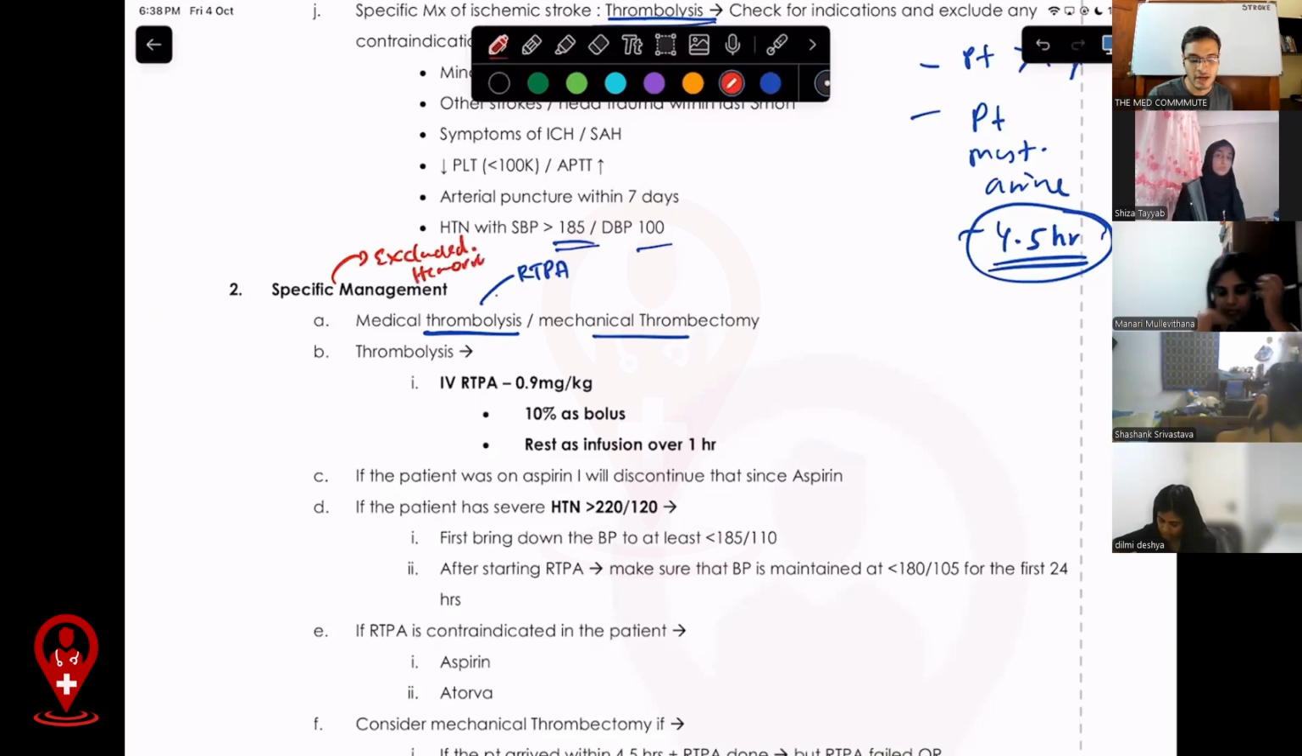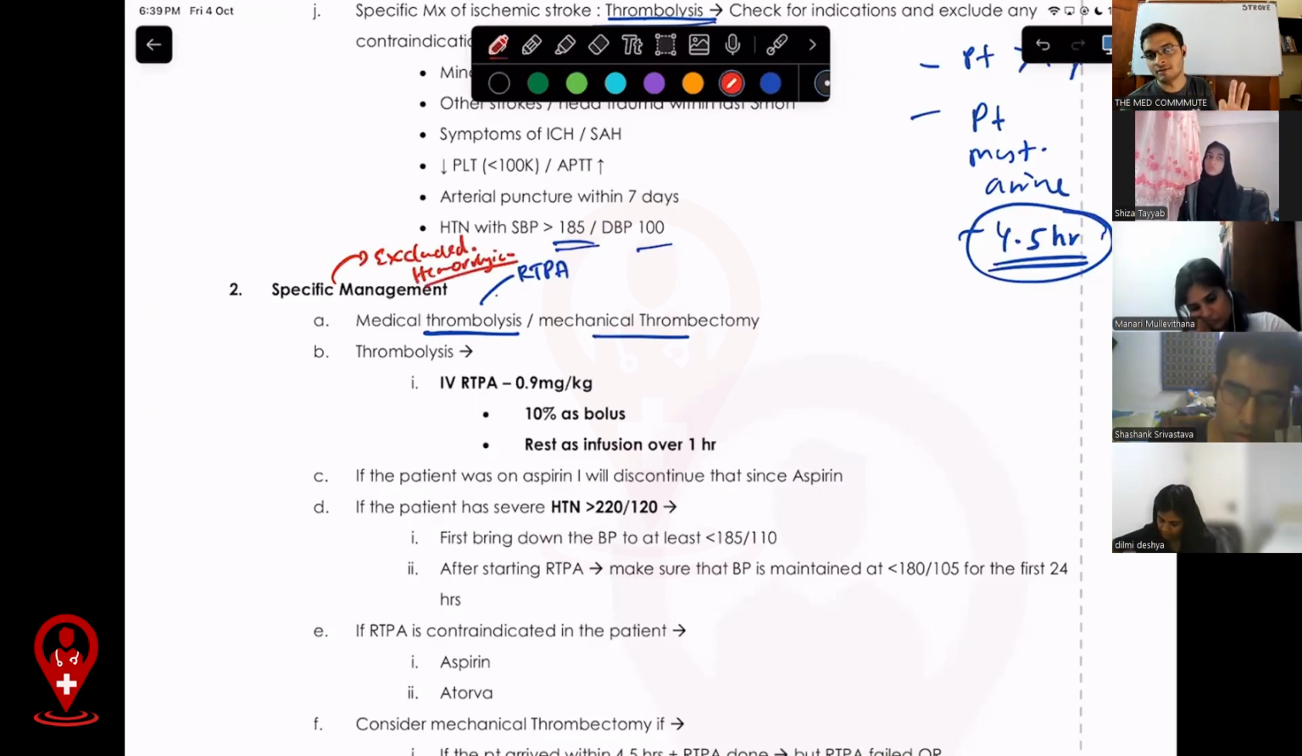hemorrhagic stroke. If there is even a suspicion of hemorrhagic stroke, you will not start RTPA. You must exclude it. Otherwise, you're going to kill the patient.